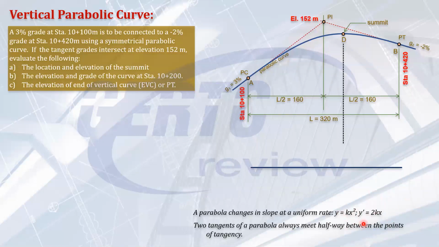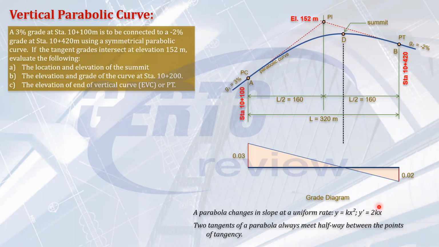Our premise is this: the grade slope is directly proportional to the distance. The grade at A, at PC, is 3%. The grade at PT is 2%. The grade at the summit, being the highest point, the peak, is 0. If you plot it here, it will be somewhere here. According to this, the grade varies directly with the distance, meaning a straight line, linearly. So this is your grade diagram. It's very obvious.